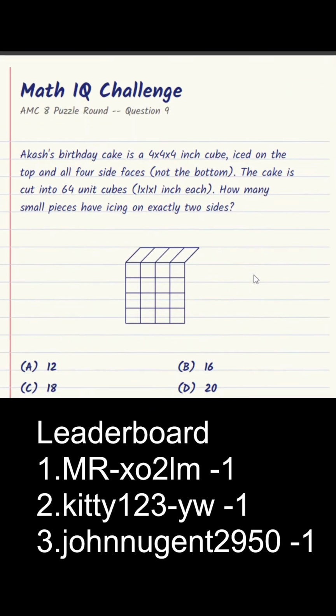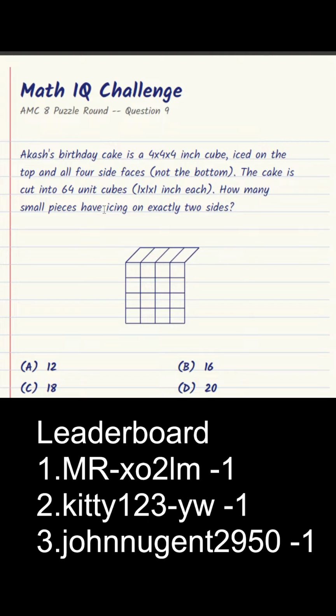So next we have this question where Akash's birthday cake is a 4 into 4 into 4 inch cube, iced on top and all four side faces, not the bottom. So it is iced on the top and all four side faces out of the 6 faces of the cube, and the cake is cut into 64 unit cubes of 1 cubic inch each. So 1 inch, 1 inch, 1 inch makes 1 cubic inch. So it is cut into 64 unit cubes equally.